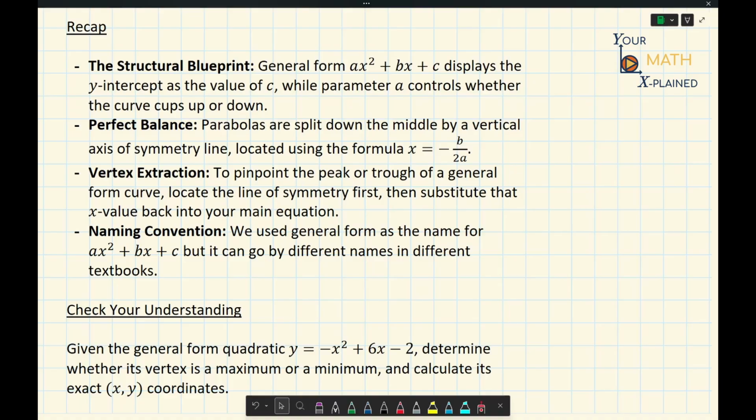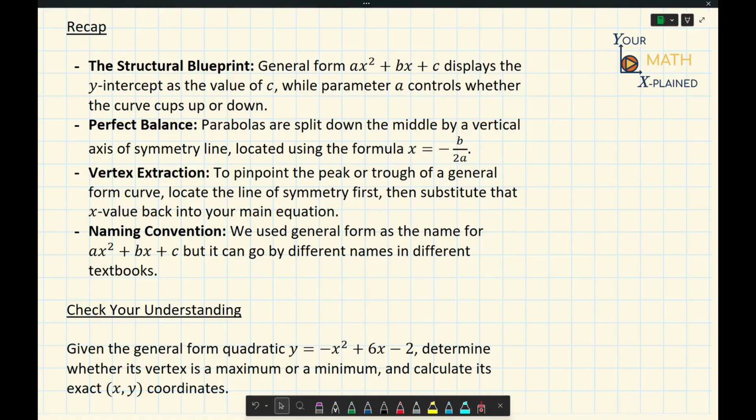And lastly, different textbooks can have different naming conventions. We use the general form as a name for the form ax squared plus bx plus c, but it can go by different names in different textbooks. So don't be surprised if your book calls it something else.